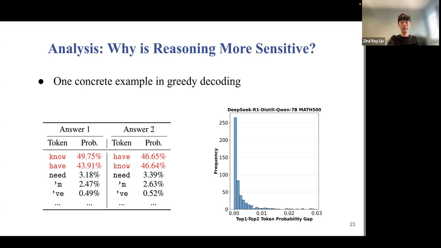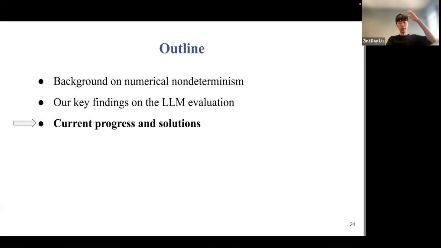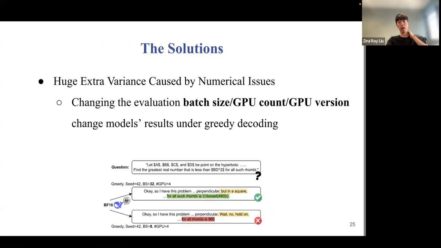Okay, this is again a concrete profiling result, to illustrate the practical gap I mentioned. Again, the distribution is very similar to the uniform distribution, and you often get near-tied top one and top two tokens. So a small rounding error may change the order of them, and then you have different reasoning paths. And that's our empirical finding regarding evaluation. And finally, I will talk about the solution to this problem.